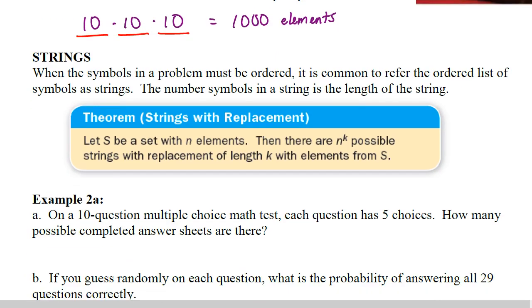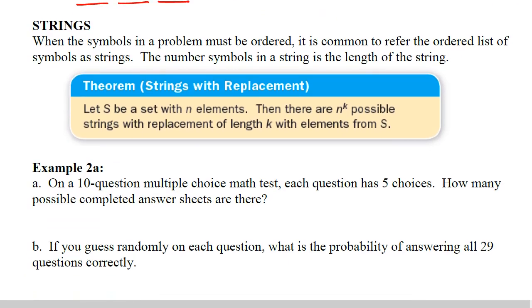So this brings us to a string. When the symbols in a problem must be ordered, it is common to refer to the ordered list of symbols as strings. The number of symbols in a string is the length of the string. Now that might not make a whole lot of sense. Let's look at this formula, and then I'm going to show you how we could use strings to make problems like the previous one and other ones a little bit easier. So again, these are strings with replacement. What that means is that once we choose a number or a letter or whatever the item is, that item is put back into the set for the next draw.